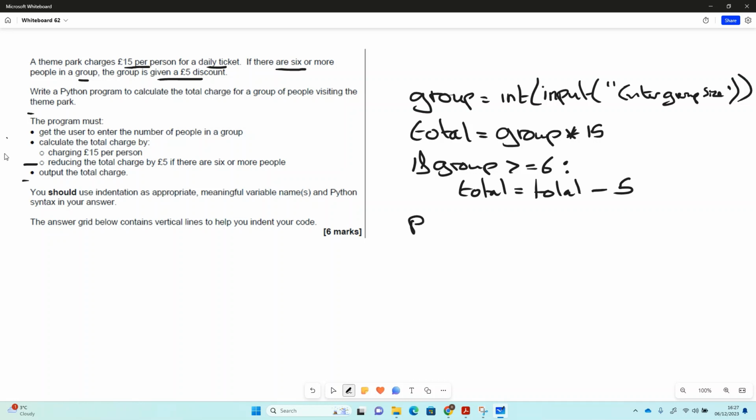And outside that, print total, because we're outputting the total charge. And that is all there is to that one.